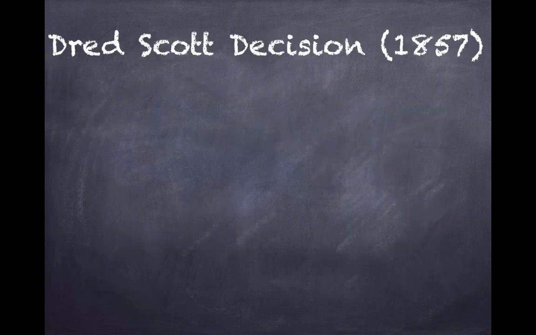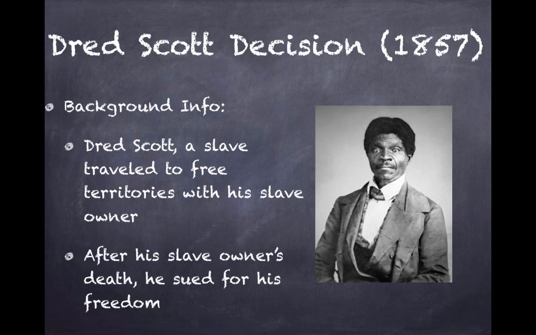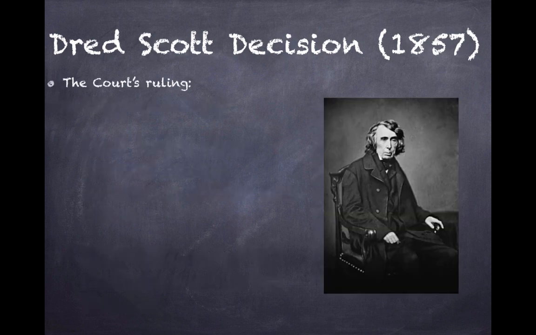All right, let's jump over to 1857 with the Dred Scott decision. Some background info. Dred Scott, pictured here, was a slave. He traveled to free territories with his slave owner. When his slave owner dies, he is going to sue for his freedom. So if you look here at Roger B.